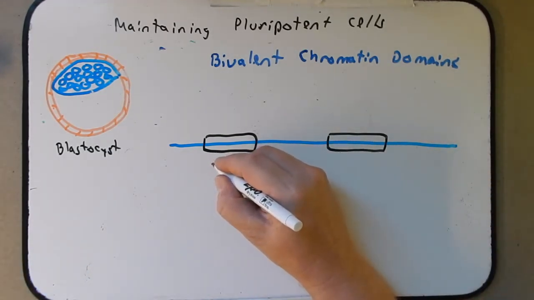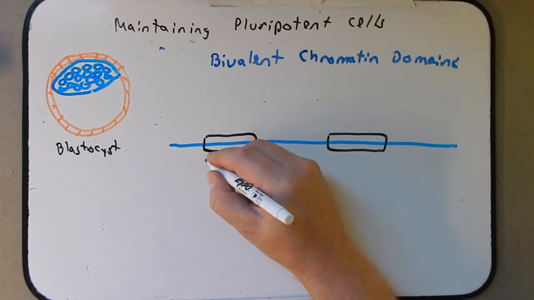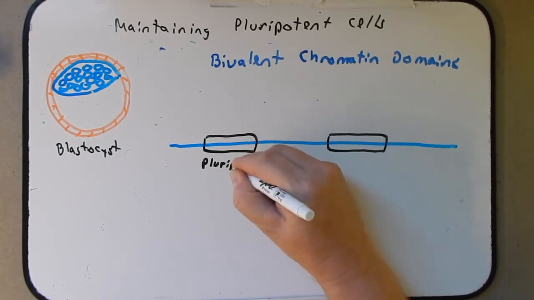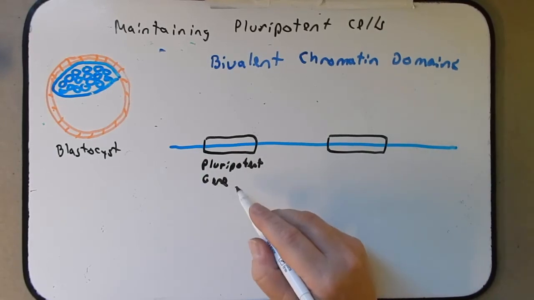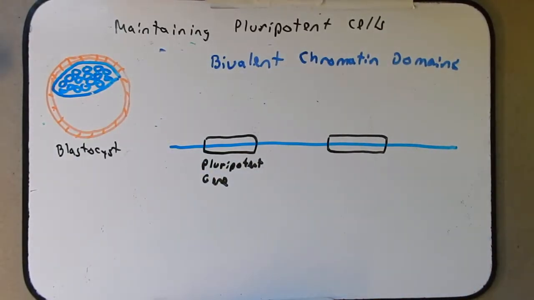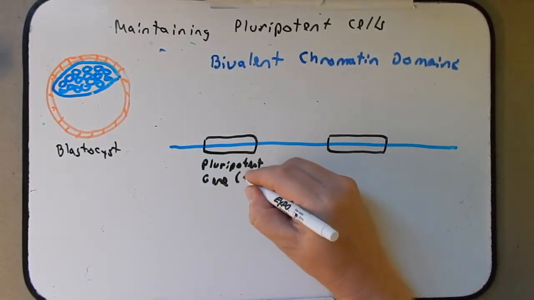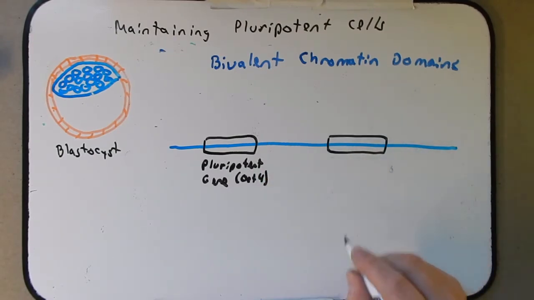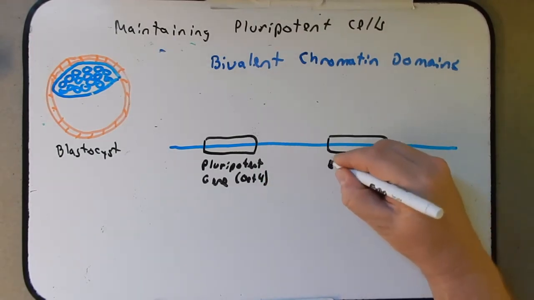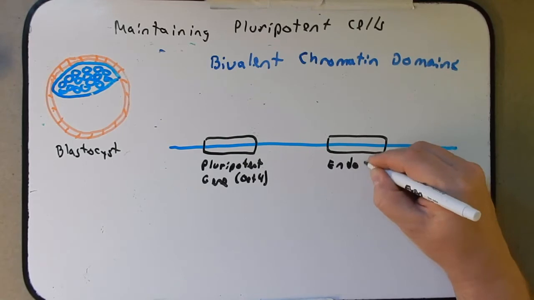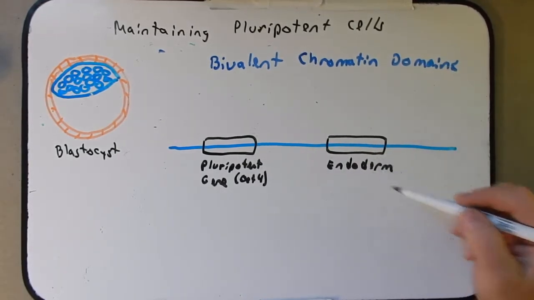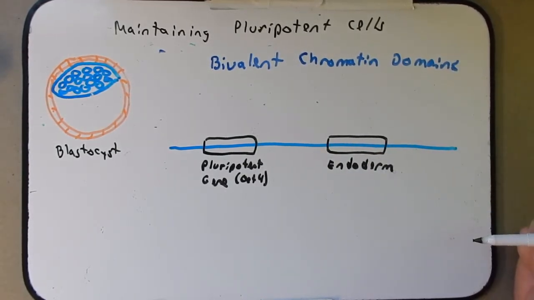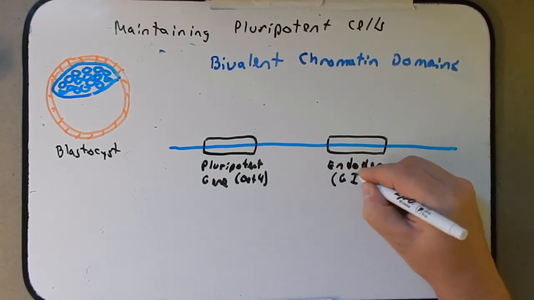This first one here is going to be a pluripotent gene, a gene that is important to be expressed in these pluripotent stem cells. So maybe like OCT4. And this gene here, let's just pretend it's an endoderm gene, a gene that's important to help establish the endoderm and maybe important in establishing cells of the GI tract. So we'll just put a GI gene.